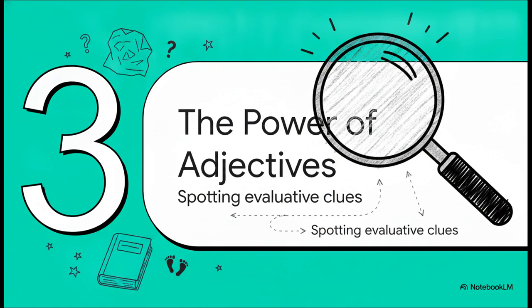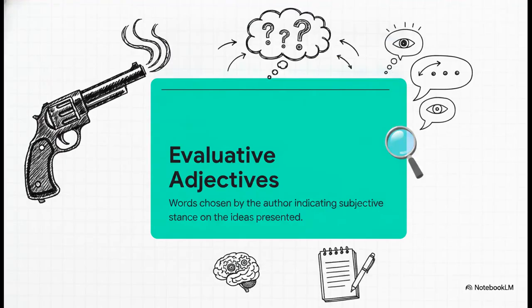Which brings us perfectly to Section 3, the power of adjectives. Now, if a stance is usually hidden beneath the dry surface of formal writing, how do we actually go about finding it? Well, evaluative adjectives. These are our smoking guns. They reveal exactly how the author is secretly trying to guide our thoughts. When an author tags a noun with an evaluative adjective, they are essentially injecting their own subjective stance right into the middle of what otherwise looks like a totally objective, fact-based sentence.